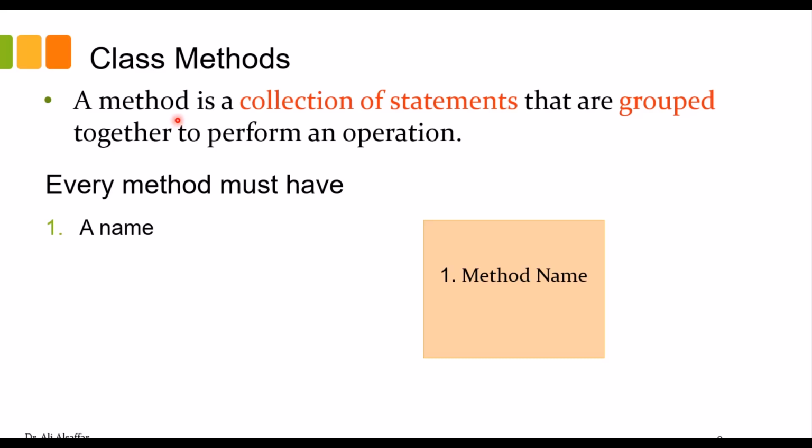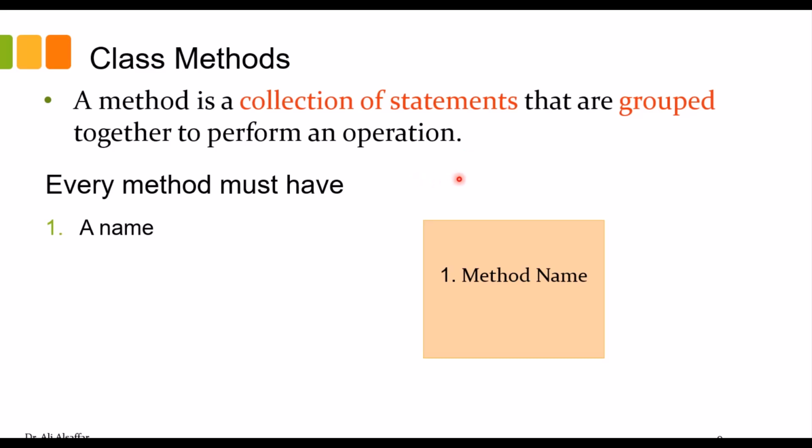So what is a method? A method is a collection of statements, maybe one, maybe two, and maybe consisting of selection, of a while loop, and etc., that are grouped together to perform an operation. So it looks like we have a group of statements. We put them inside the class.